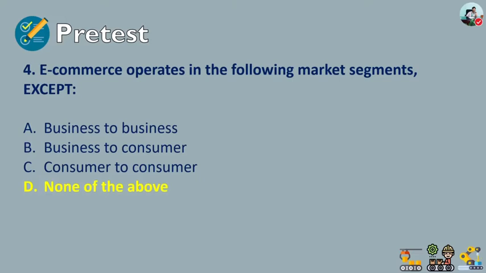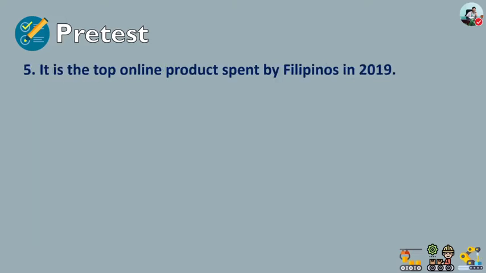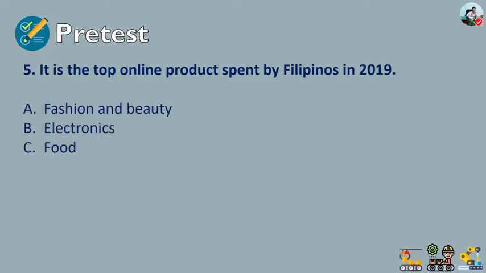None of the above. And last, number five, it is the top online product spent on by Filipinos in 2019. A. Fashion and beauty. B. Electronics. Letter C. Food. Or letter D. Furniture. So the answer for number five is letter B. Electronics, not fashion and beauty.